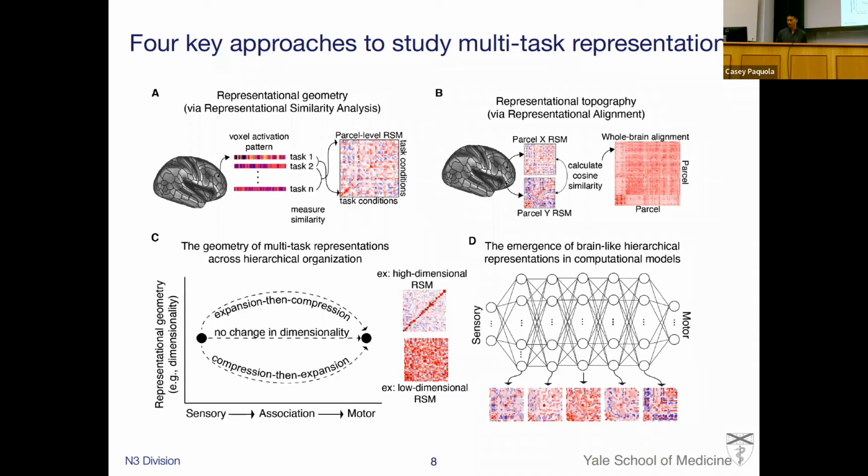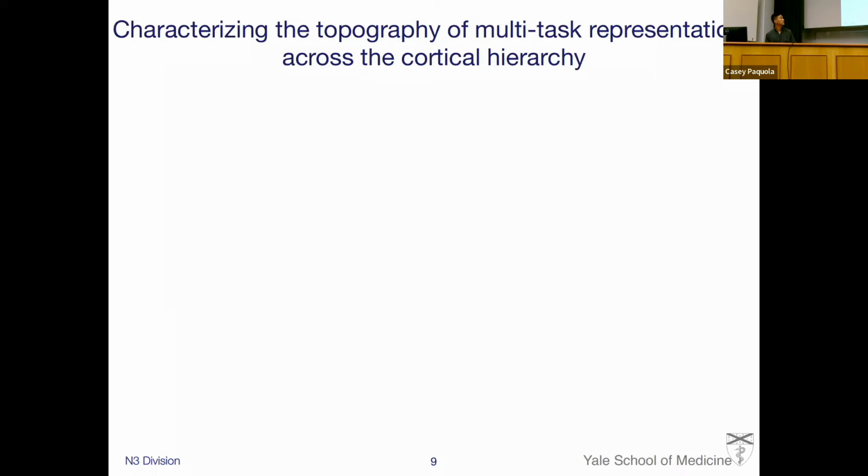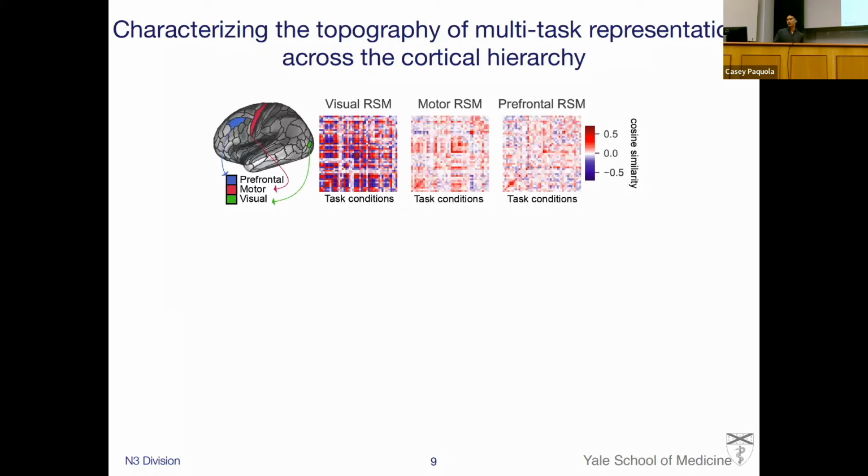All right, so let's just start with the first. Here are three example RSMs for a visual, motor, and prefrontal region. The main thing to take away from here is that the RSMs are quite different qualitatively and quantitatively, so we can hope to get useful information out of this. Also, just to clarify, these RSMs are cross-validated across runs, and so that's why you might not see a strong diagonal necessarily.